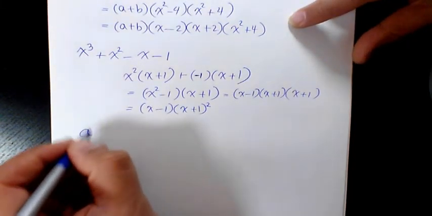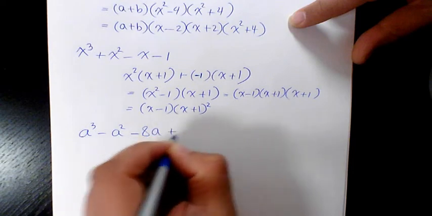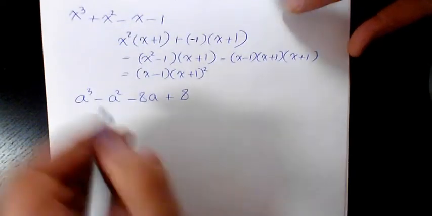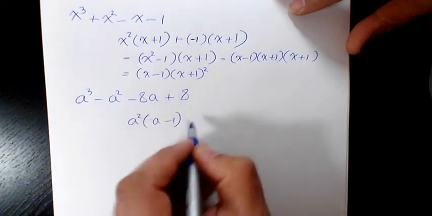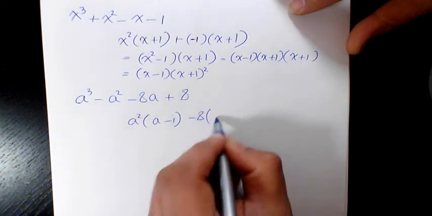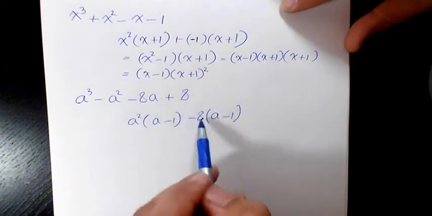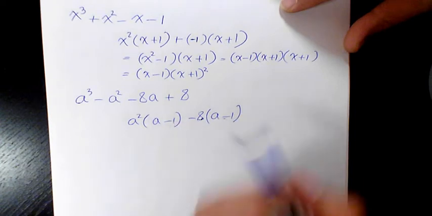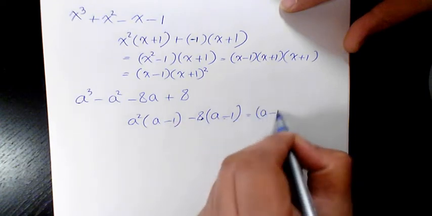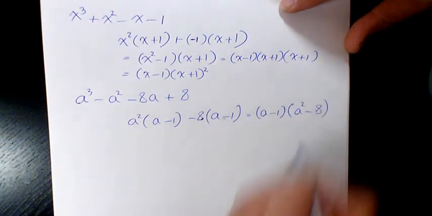Next one is a cubed minus a squared minus 8a plus 8. You factor a squared here, it's going to be a minus 1. Then you factor negative 8 here, it's going to be a minus 1. Why did I factor negative 8, not positive 8? Because I wanted to get a term like that inside the bracket. Then I would be able to factor a minus 1, and here you have a squared minus 8.